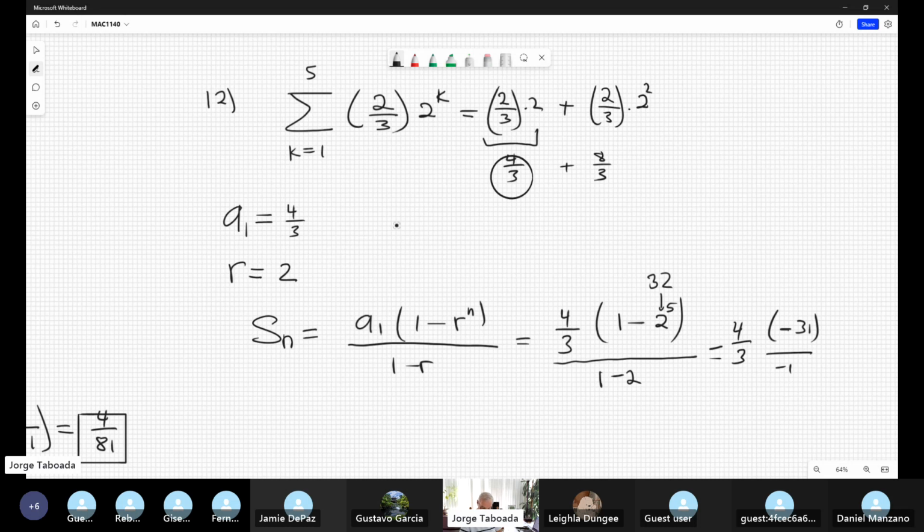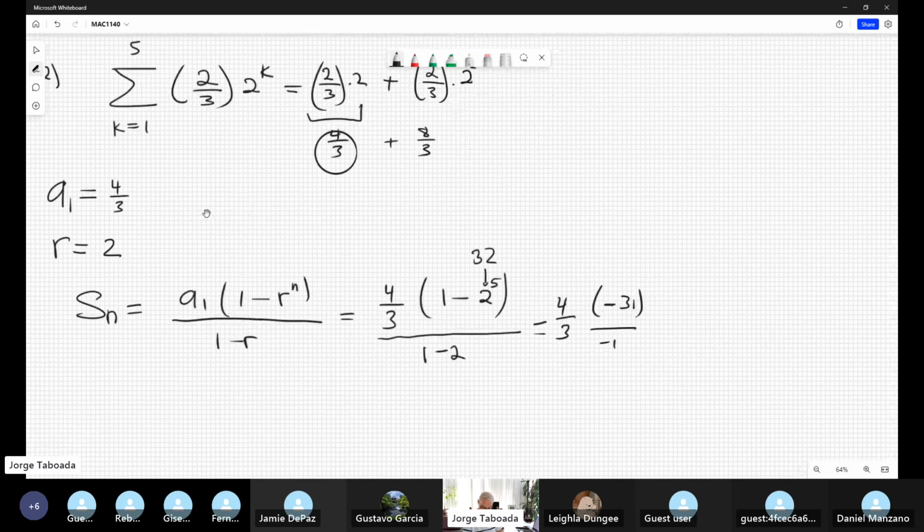Look at the answer: when you multiply 31 times 4, over the rest, it's 124 positive, because negative over negative is positive. And 124 is not divisible by 3. So leave it like that. It's perfect, no decimal either way.